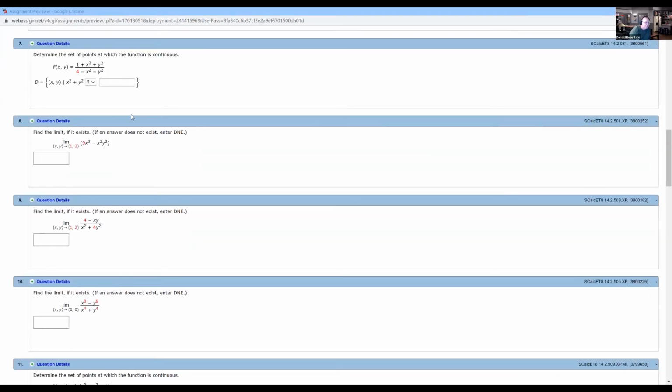Okay, look at question 7. What are the places where bad things happen? Would you agree that for functions, bad things happen when the bottom is 0? You can't really do much to the top, the numerator, but you can do damage to the bottom. Would you agree that whenever x squared plus y squared equals 4, the bottom is going to have problems?